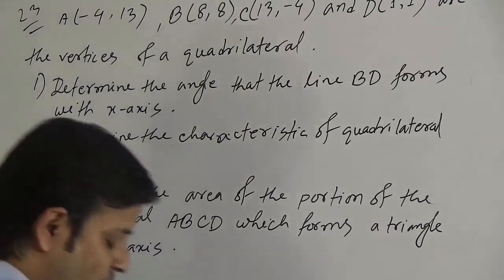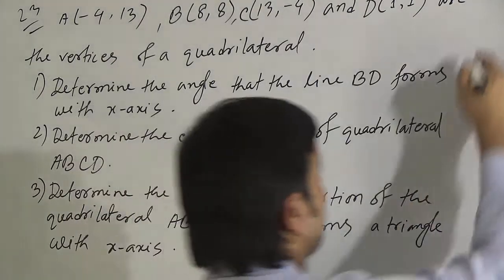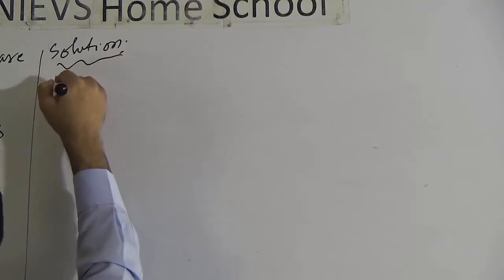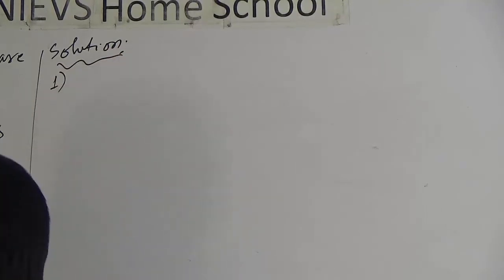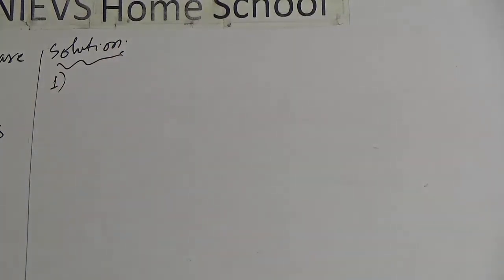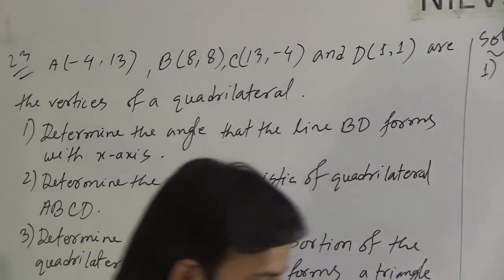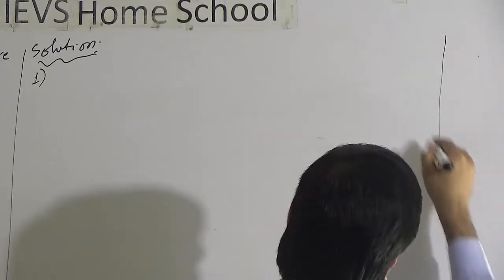Okay dear students, so let us see how we can solve this question. Solution. Dear students, to solve this question, at first I have to solve the first part. To solve the first part, what we need? Determine the angle that the line BD forms with x-axis. Let us see what the figure will be.